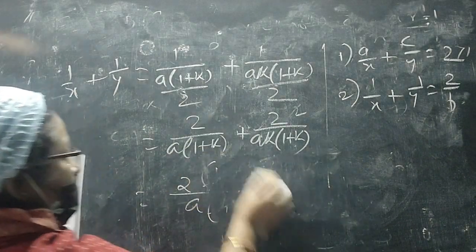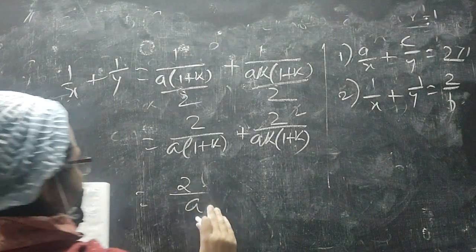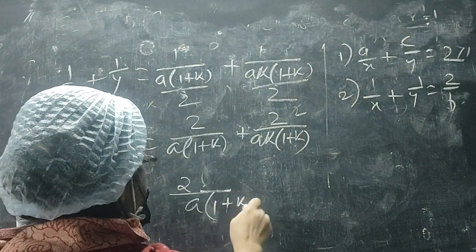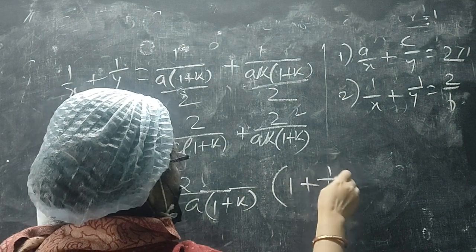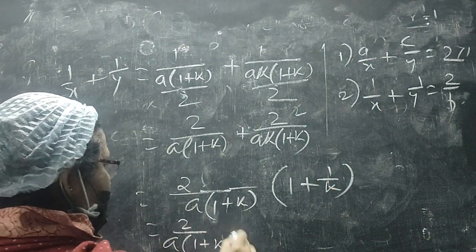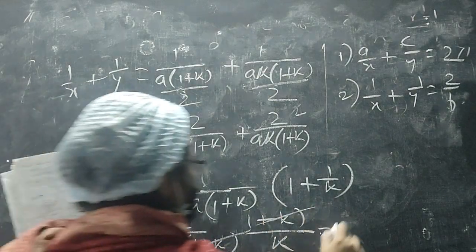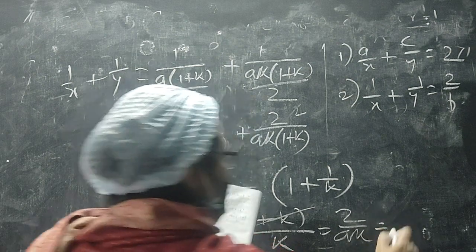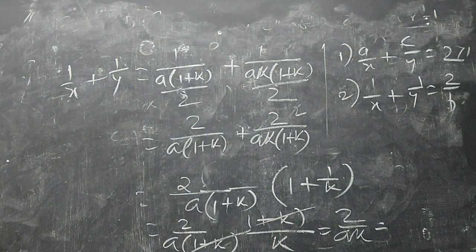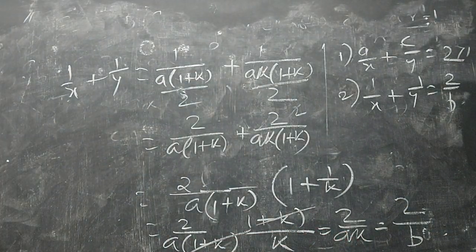So I will get 2 by A into 1 plus K, into 1 plus 1 by K, this equal to 2 by A into 1 plus K, into 1 plus K by K. So 1 plus K cancels out, this equal to 2 by AK, this equal to 2 by B. This will be the answer.